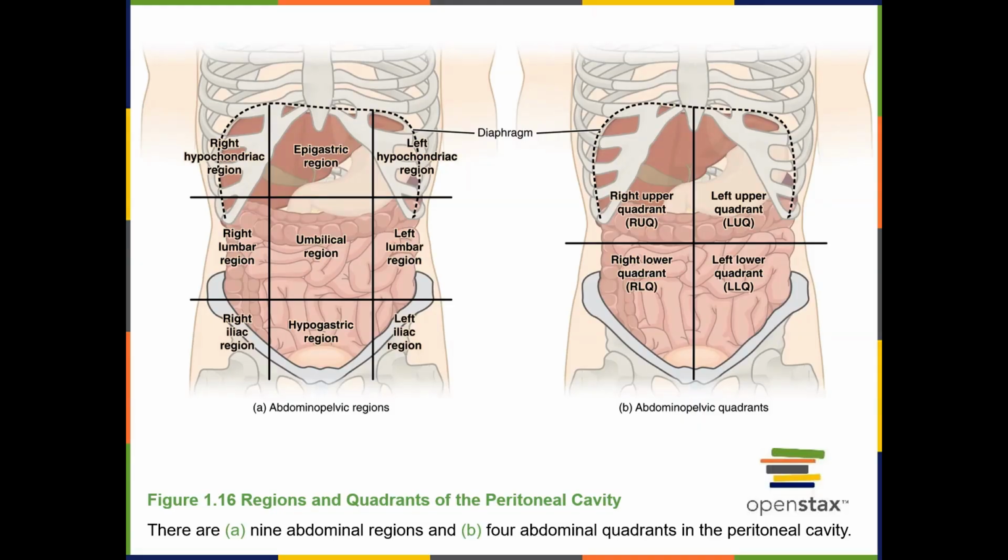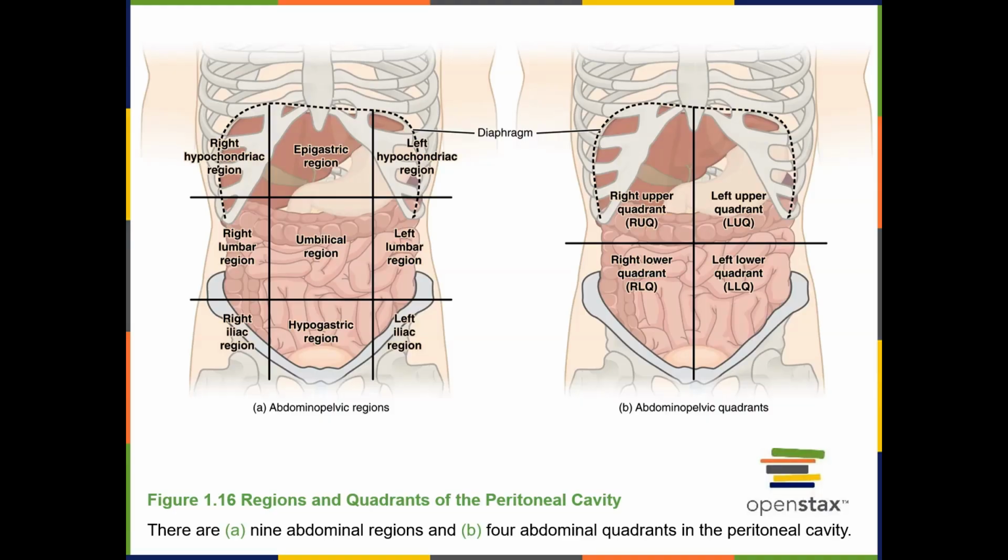The 4 quadrants are relatively straightforward. You can see there's a right upper quadrant containing most of the liver and gallbladder. The left upper quadrant contains most of the stomach as well as the spleen. The right lower quadrant contains portions of the intestines, including the appendix and cecum, as well as the ascending colon.